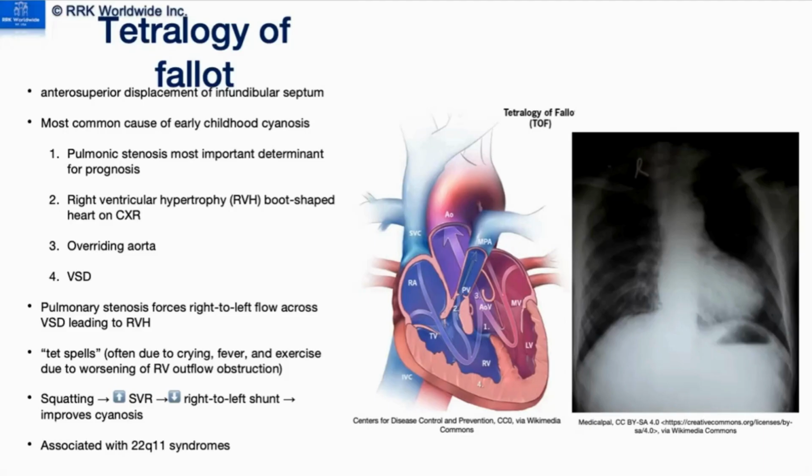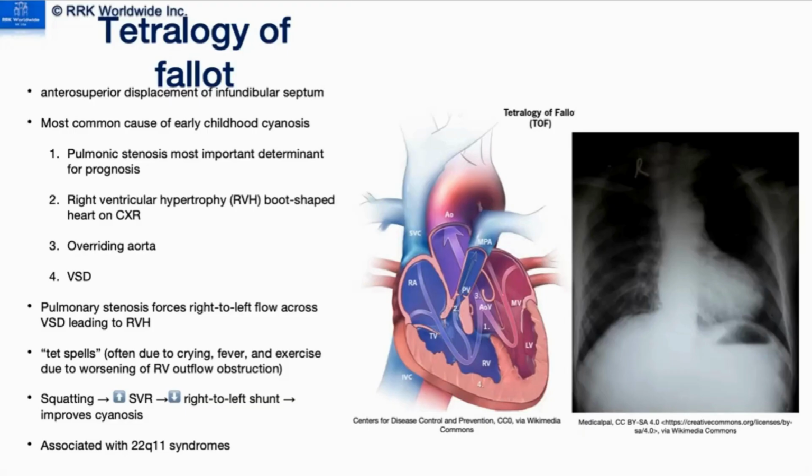So now if you actually look at the chest X-ray, the heart isn't a circle, but it's definitely not normally boot-shaped, and here it looks almost like a boot. And when you see this, it's pathognomonic. And when we say pathognomonic, we mean you can almost diagnose it based on that. On chest X-ray, the right ventricular hypertrophy in Tetralogy of Fallot looks boot-shaped.